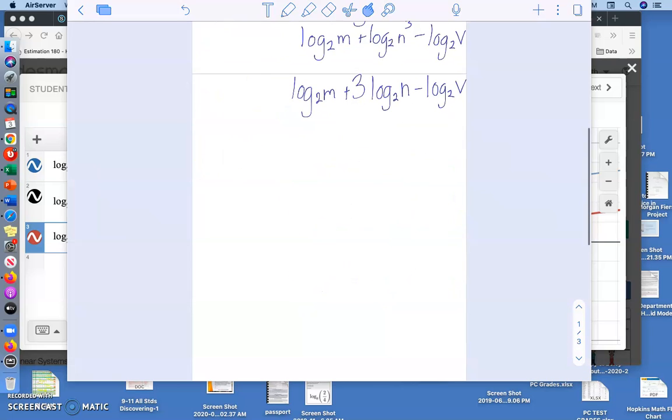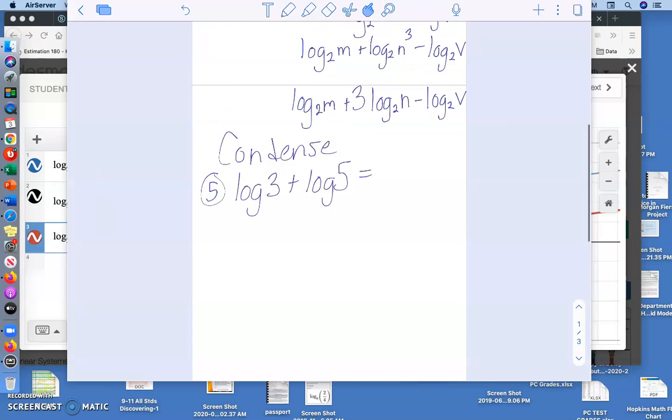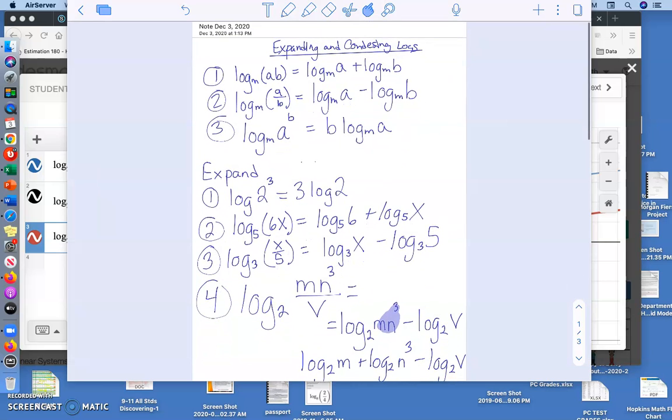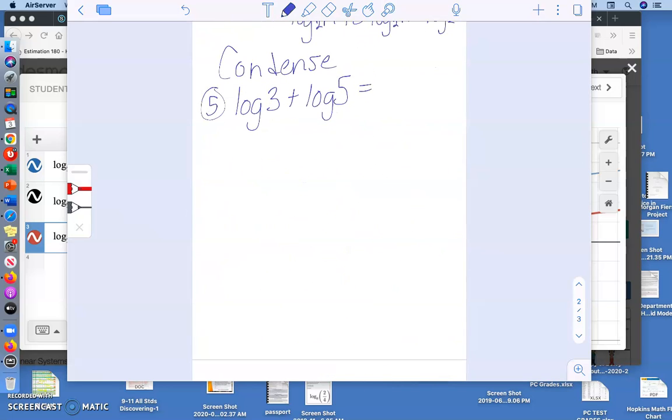Now we could go the other way too. We could be told to condense to a single log. So for example, on condensing ones, let's say we had log of 3 plus log of 5. Well, what did we say adding is? So adding, if we look up, that's rule number 1, adding went back to multiplying. So this is really log of 15.